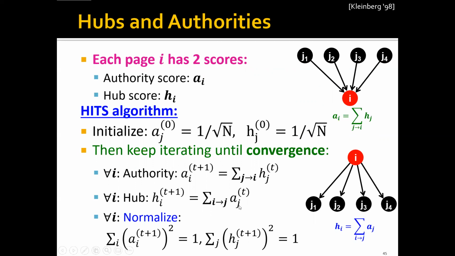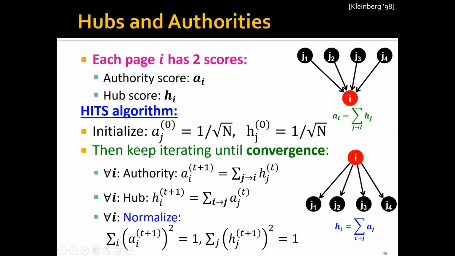We will first initialize the authority score for each node as 1 over the square root of n, and we will initialize the hub score of each node as 1 over the square root of n also. And then we can keep iterating these 3 steps until convergence. Let's take a look at what these 3 steps are.